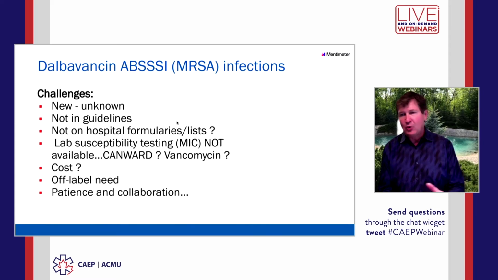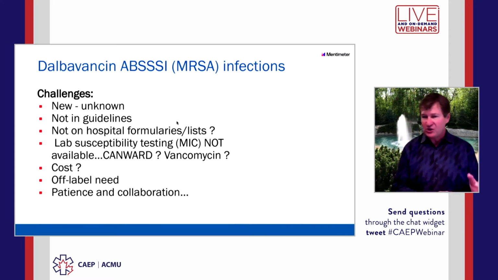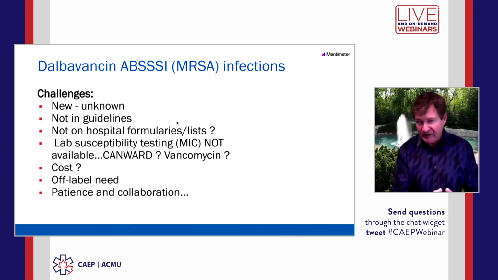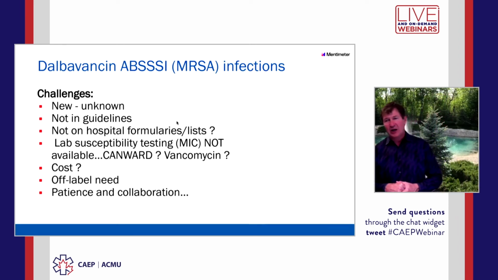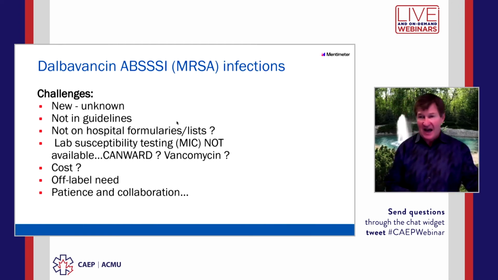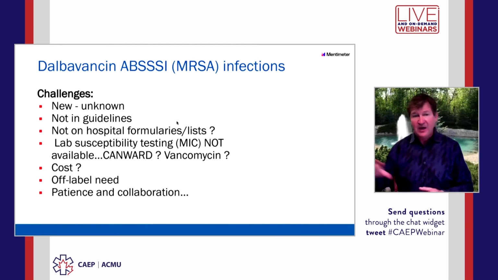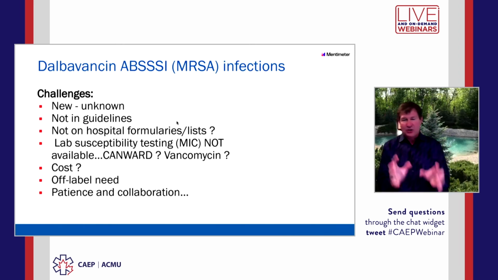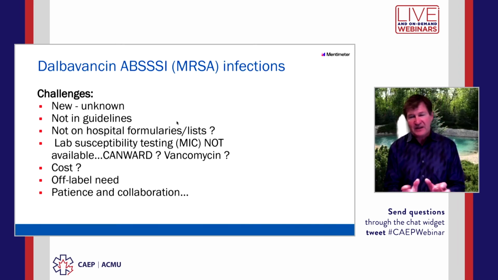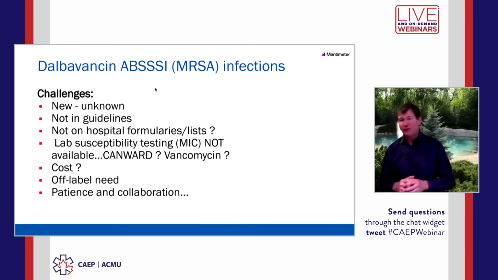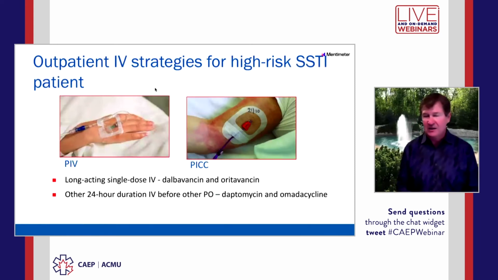This drug has been shown to work off-label for things like septic joints, device-related infections, endocarditis, bone infections. So it has a lot of potential for infections caused by Staph aureus and MRSA, potentially methicillin-resistant Staph epi, and even streptococci. So it's a new drug. We need a little bit of patience, but I think this is a very cool drug.